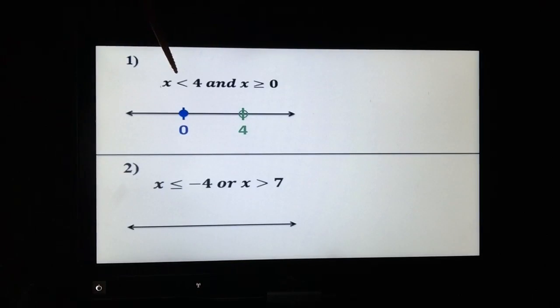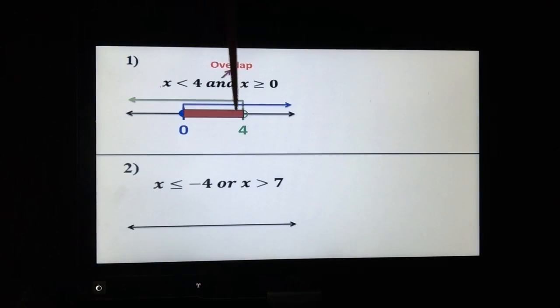Now a number that would fit in here would be negative 100. Negative 100 is smaller than 4, and negative 100 would be up and to the left of this. Over here we can put 100 in there. 100 is bigger than 0, and 100 is up and to the right. Now again, and means overlap. So the only place you see overlap is in the middle over here. So we're going to shade this middle part.